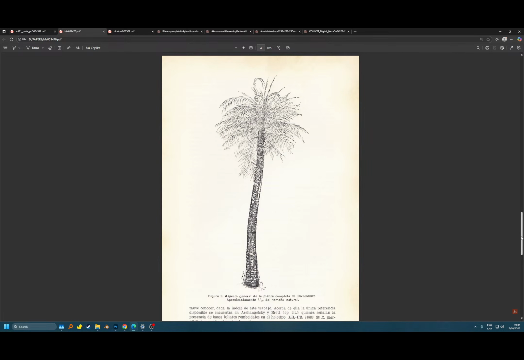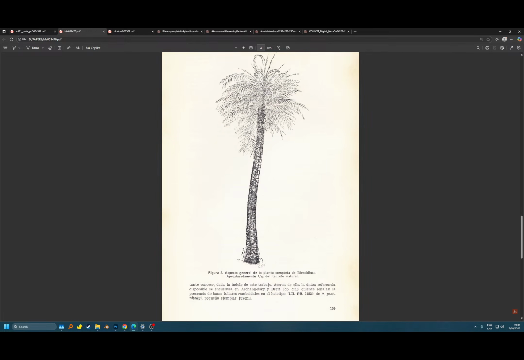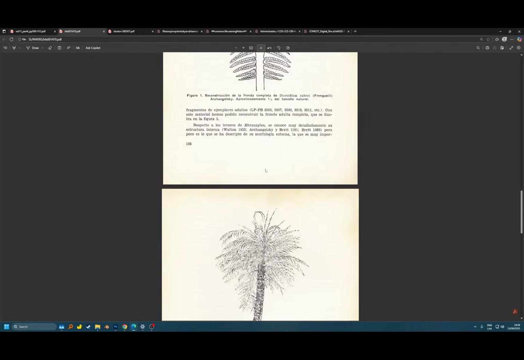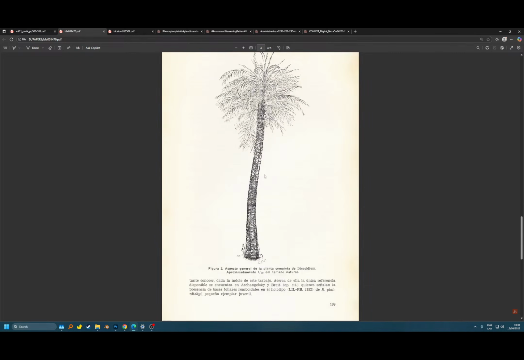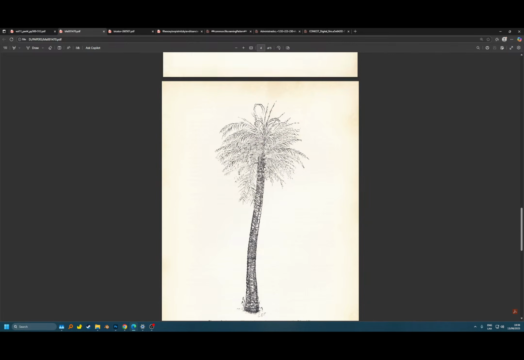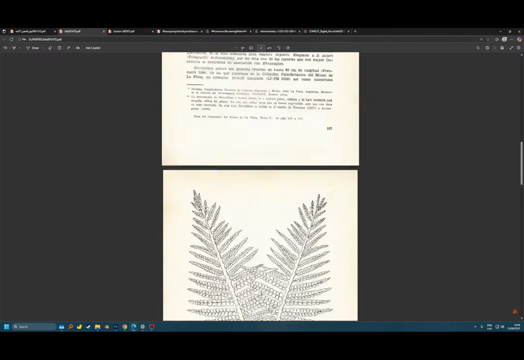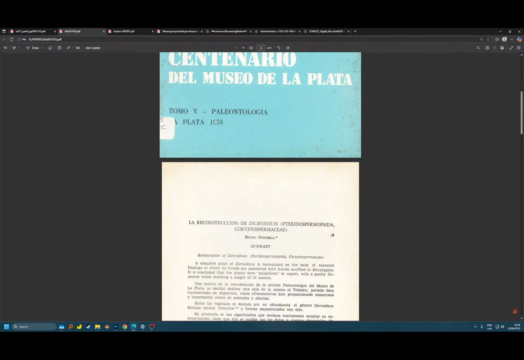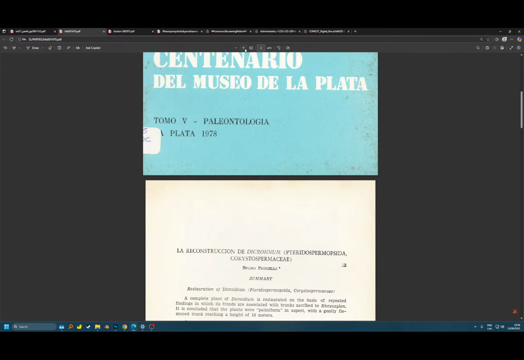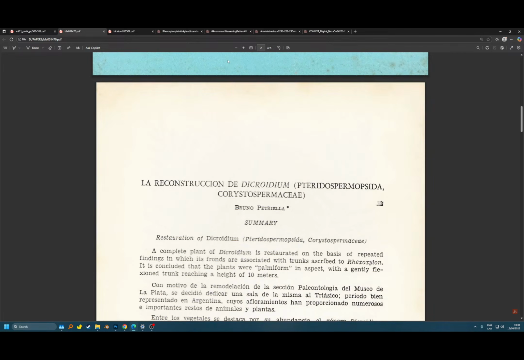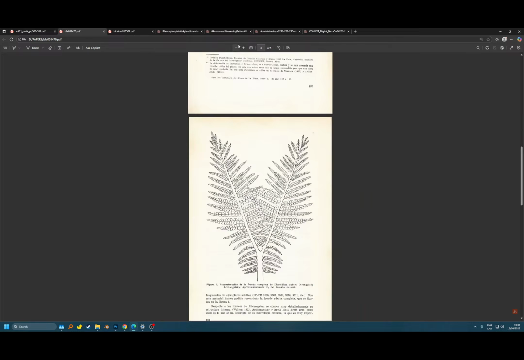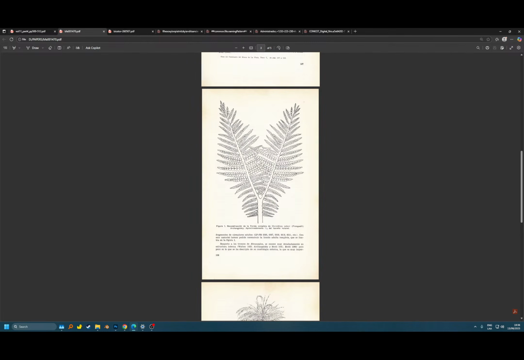Why? Well, because I don't think there is enough evidence to suggest this kind of architecture of the plant, like a cycad-like growth. And I'm going to explain why I don't think this reconstruction is accurate. This reconstruction is from 1978. First of all, I want to say that this is very relevant. The fact that it's from 1978 is going to be relevant in a moment. I will explain why.